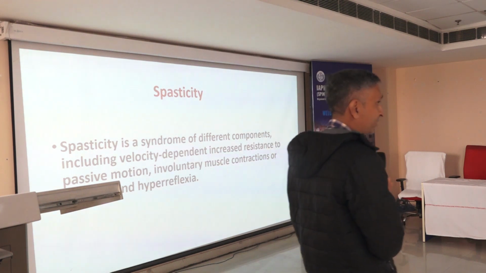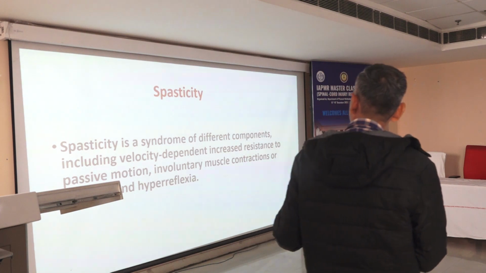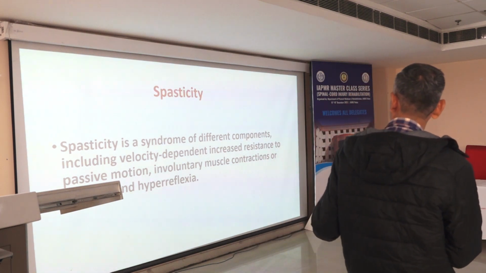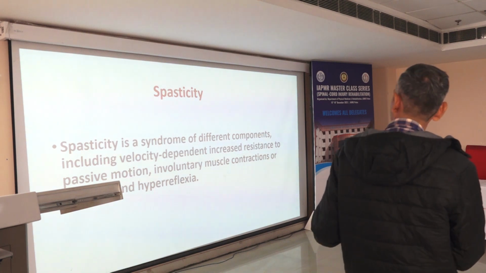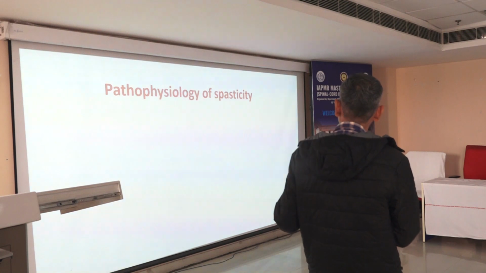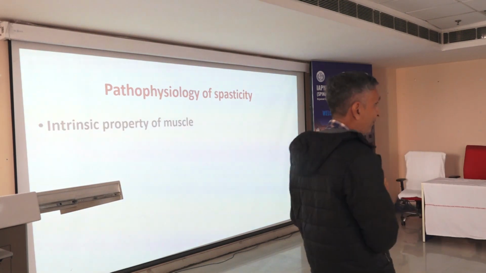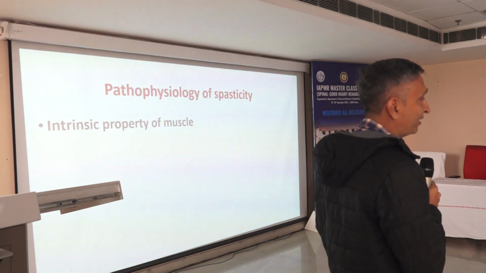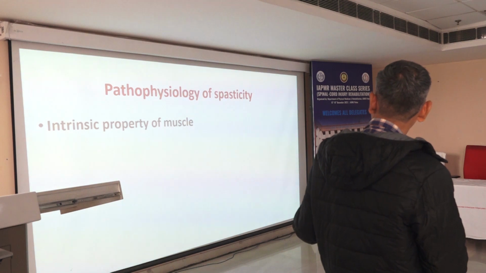Now, how to manage spasticity? Spasticity is a syndrome of different components, including velocity-dependent increase in resistance to passive motion, involuntary muscle contraction, spasm, and hyperreflexia. So, what is the pathophysiology of spasticity? Some say that it is mainly because of the intrinsic properties of the muscle. You can explain spasticity by these properties occurring in the muscle itself.